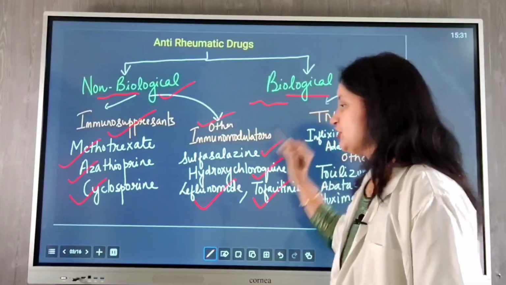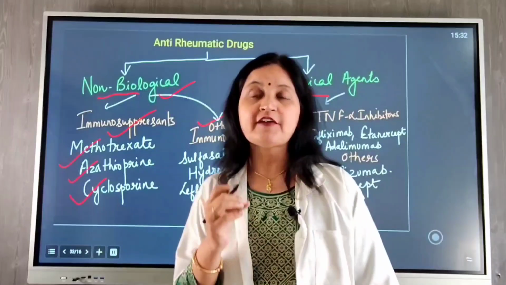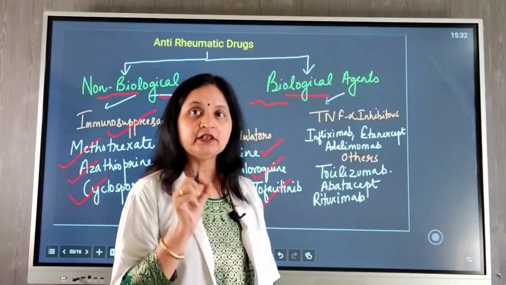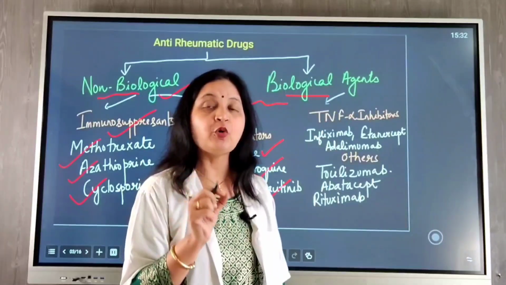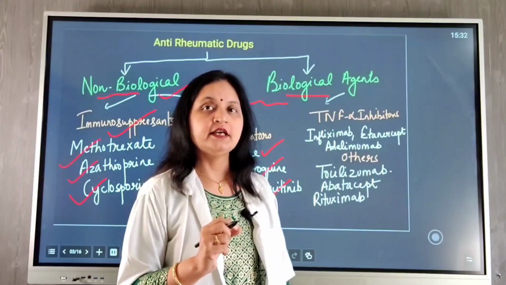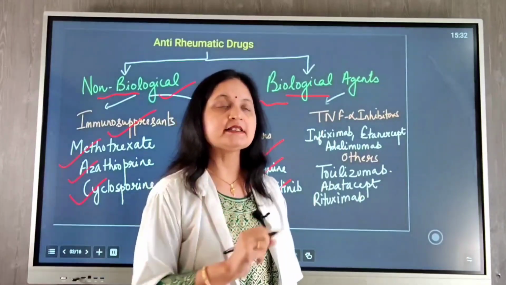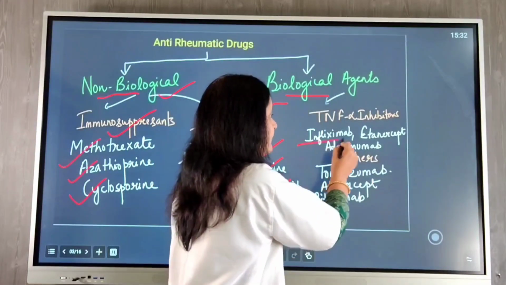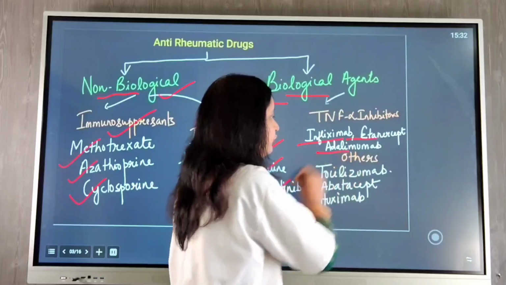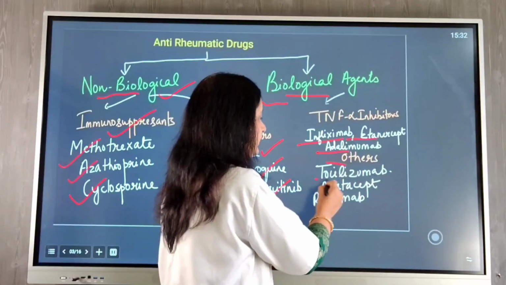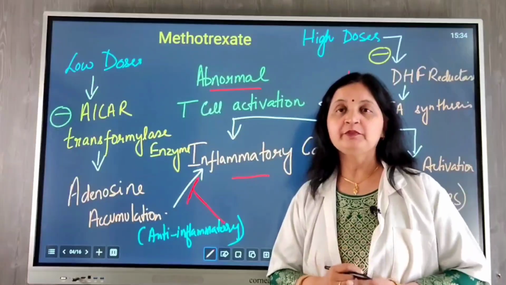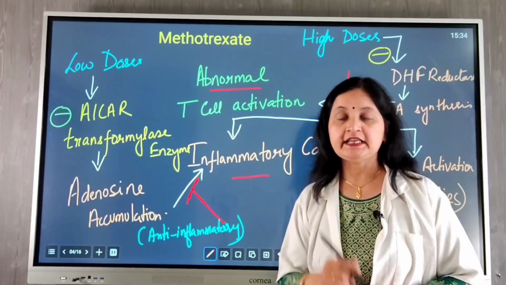Amongst the biological agents, we have the tumor necrosis factor alpha inhibitors. Remember that tumor necrosis factor, or TNF alpha, plays a key role in inflammatory processes. Therefore, TNF inhibitors are used for the management of this disease, and the drugs are infliximab, etanercept and adalimumab. Others are tocilizumab, abatacept and rituximab. So now we will be dealing with each of these drugs in detail.